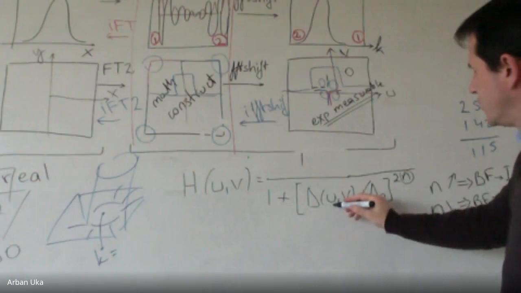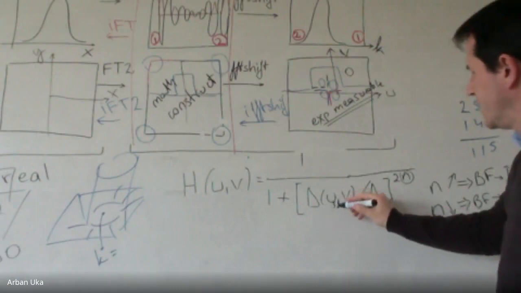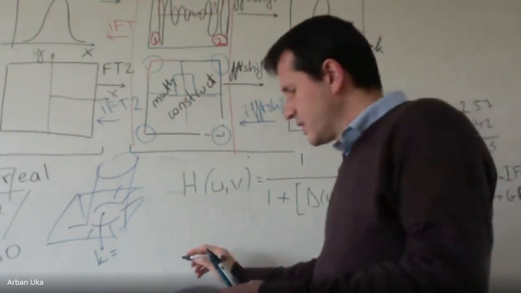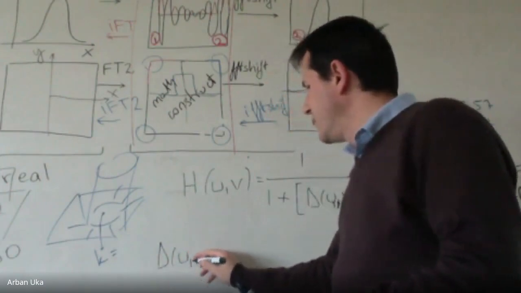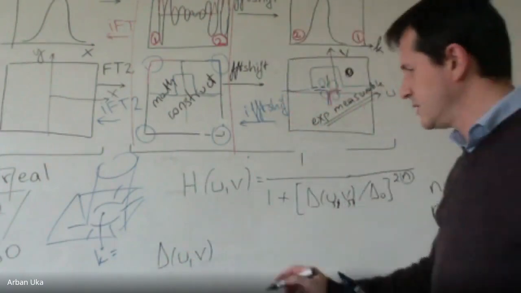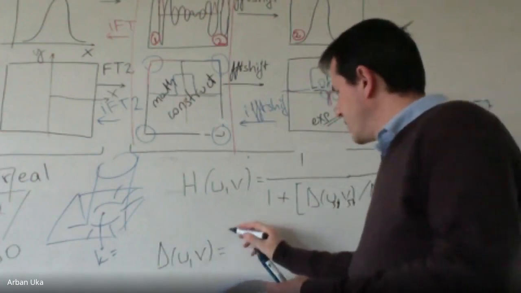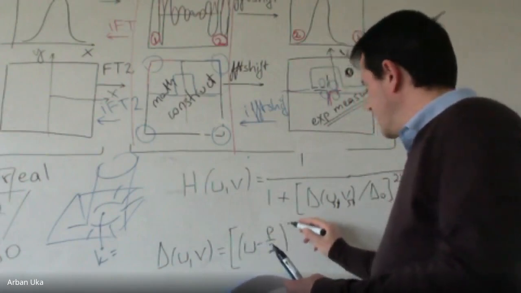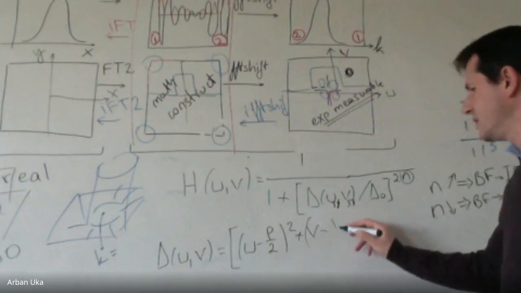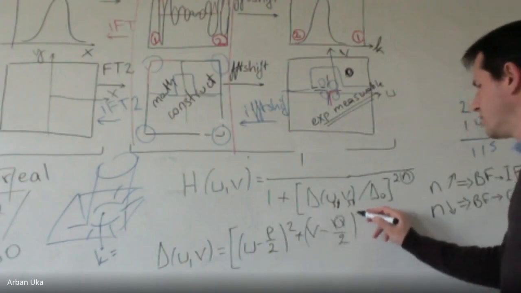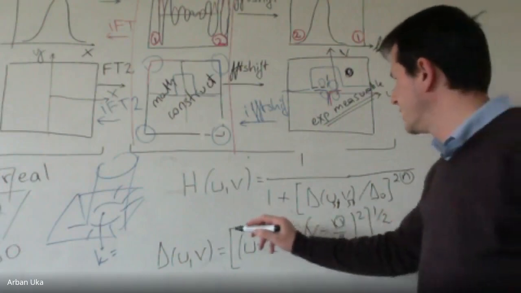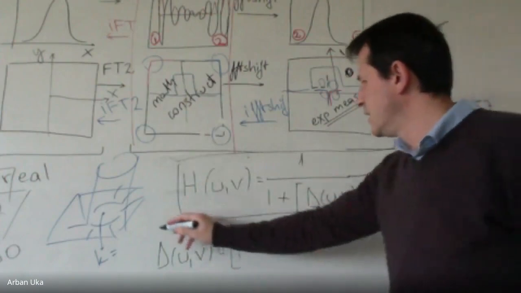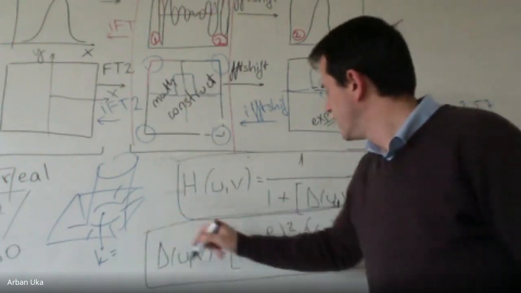So for any specific u, v, let's assume this is u58, v57, okay, which is a location here. We can write this one, the D(u,v). It's a matrix, or an array, which is equal to the square root of (u minus P over 2) squared plus (v minus Q over 2) squared, all square root. Okay? So this is the filter itself here, 1 over this whole denominator, and this is the matrix or the array that we observe here.